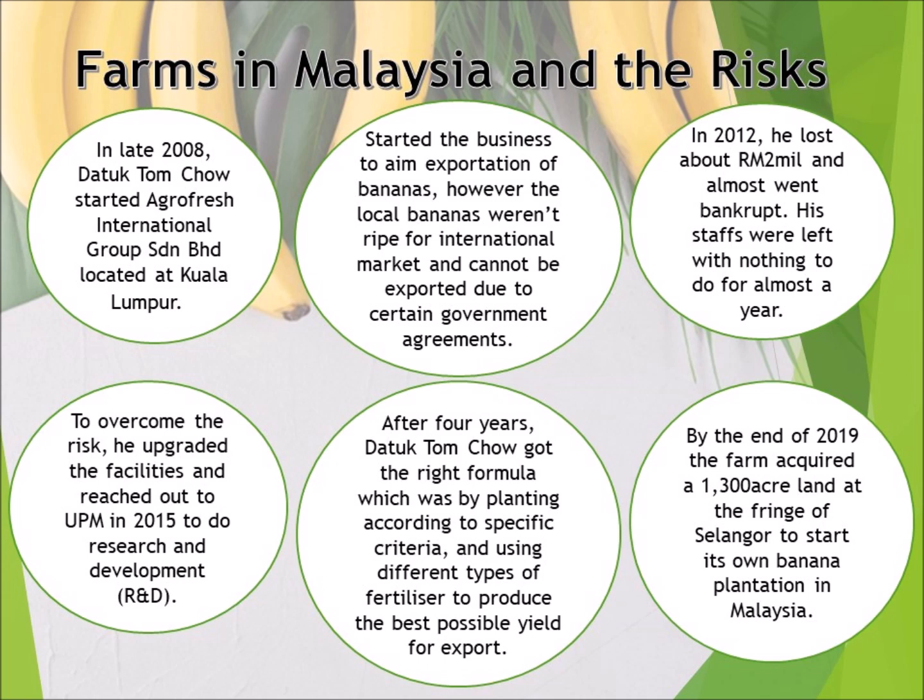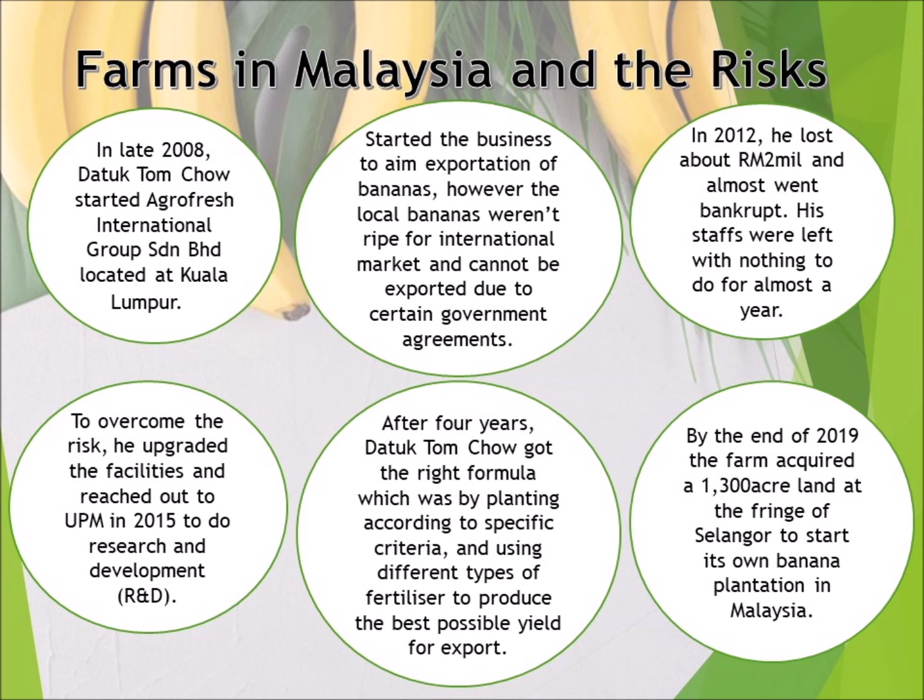To end this presentation, here is an example of a banana farm company in Malaysia and how the director overcame the risk situation. In late 2008, Datuk Tom Chow started Agrofresh International Group Sdn Bhd, a private limited company located at Kuala Lumpur. He started the business to aim at exportation of bananas. However, the local bananas weren't ripe enough for the international market and could not be exported due to certain government agreements. In 2012, he lost about 2 million ringgit Malaysia and almost went bankrupt. His staff were left with nothing to do for almost a year.